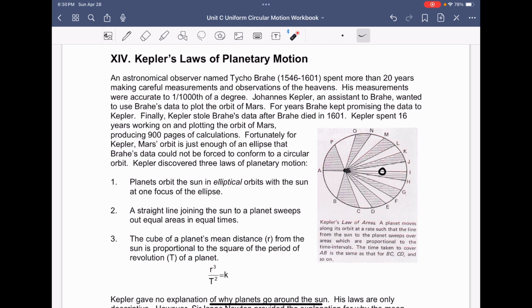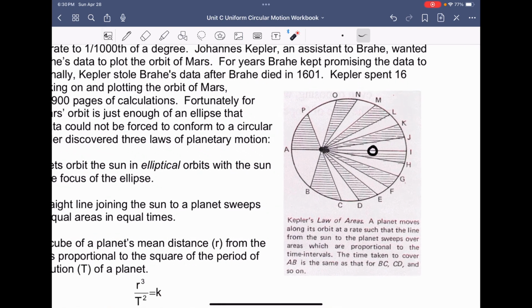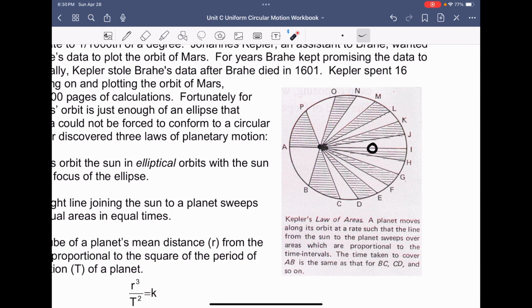So Kepler says, hey, objects are moving around in an ellipse shape. They're not these perfect circles like early philosophers and diagrams have shown. The second one: a straight line joining the sun to a planet sweeps out equal areas in equal time. Essentially, if we look at our diagram, it's the law of sweeping areas. It sounds super complex, but it's really not.